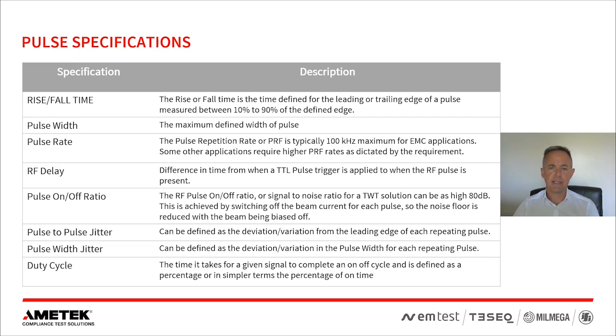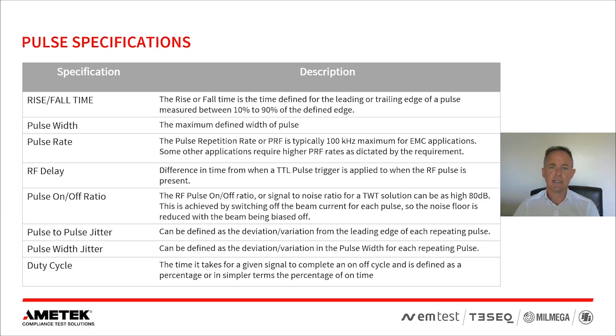RF delay. The difference in time from when the TTL pulse trigger is applied to when the RF pulse is present on the output of the amplifier. Pulse on-off ratio. The RF pulse on-off ratio, or signal to noise ratio, for a TWT solution can be as high as 80 dB. This is achieved by switching off the beam current for each pulse, so the noise floor of the amplifier is reduced with the beam being biased off.